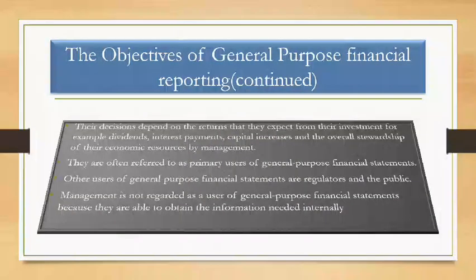The decisions of the investors, lenders or creditors depend on the returns that they expect from their investments. Examples are dividends, interest payments, capital increases, and the overall stewardship of their economic resources by management. These are normally referred to as the primary users of general purpose financial statements. Other users of general purpose financial statements are regulators and the public. The management of an enterprise is not regarded as a user of general purpose financial statements. This is so because they are able to obtain the information needed internally.